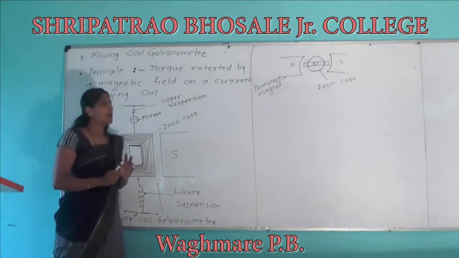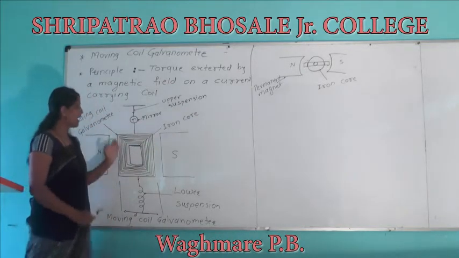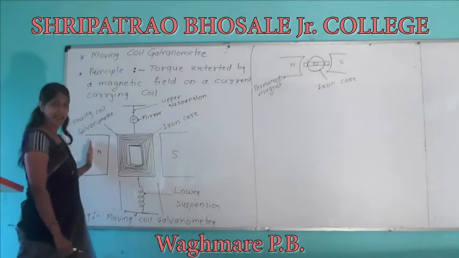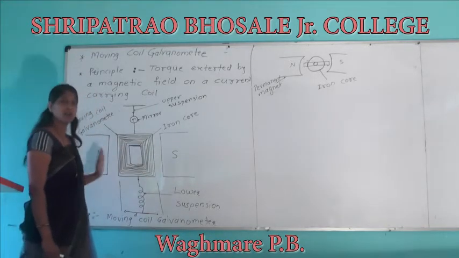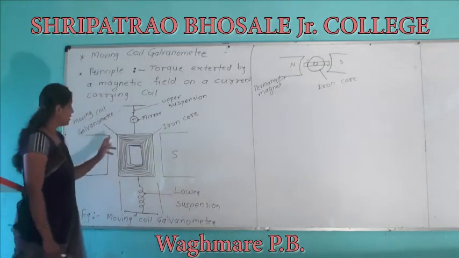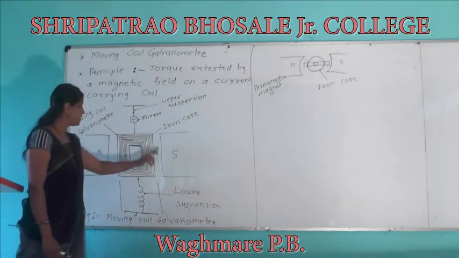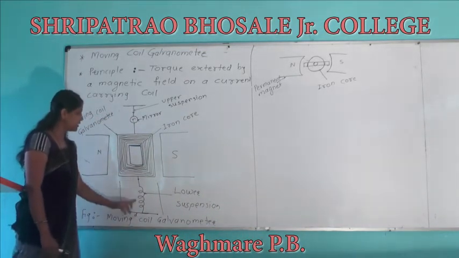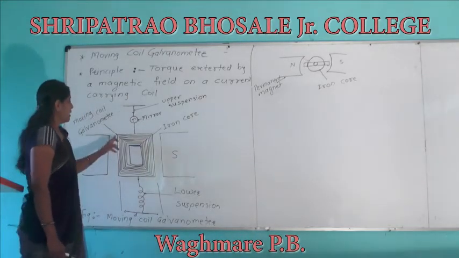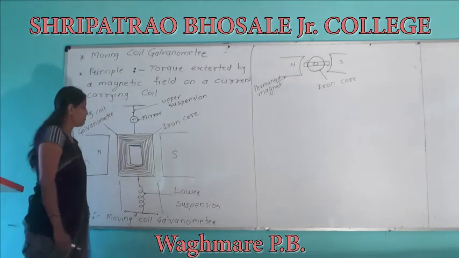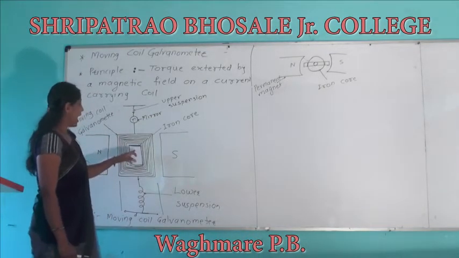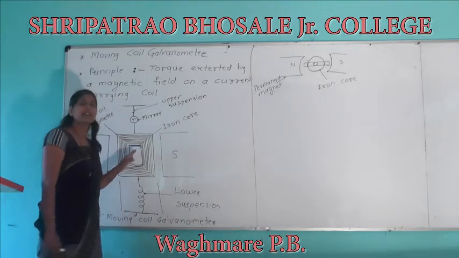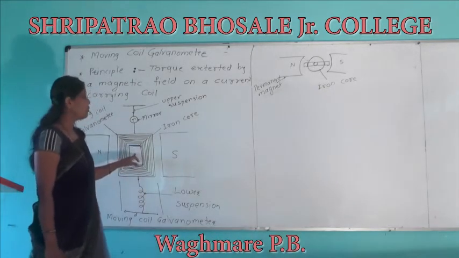Now the coil has a number of turns here. There are n number of turns, and a strong magnetic field is applied here. N pole and S pole are shown here, and between these two poles the coil of n turns is situated. The upper suspension is given to this coil, and the lower suspension, that is a spring, is given here. There is an iron core in between these turns. A soft iron core is used here.